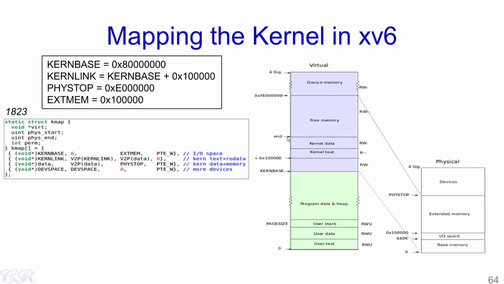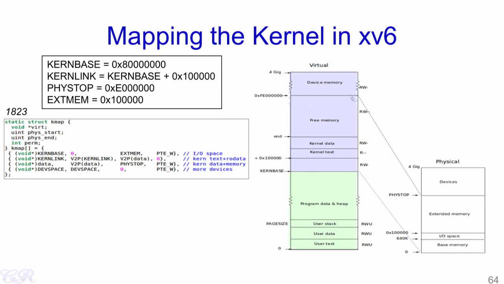The region from end to this particular location, 0xfe followed by 6 zeros, is the free memory. This free memory is used for various things in the operating system, such as for the OS heap as well as for allocating pages for user processes.